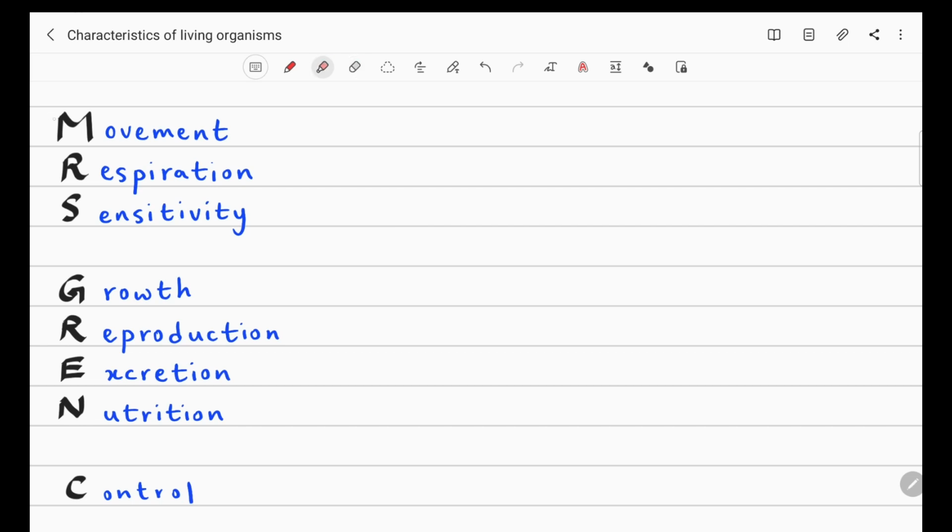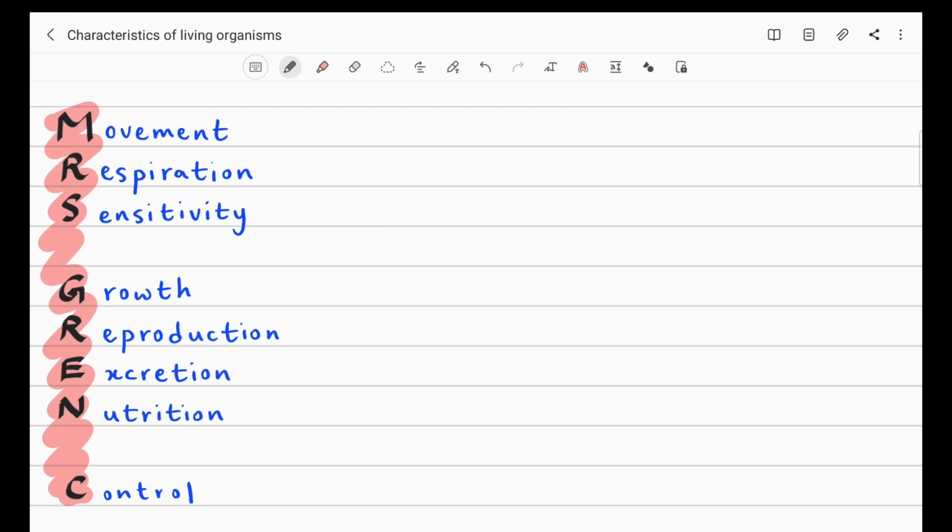We can remember this using the acronym Mrs Gren C, where each of them is the starting letter to a new life process. I'm sure you may have heard of the acronym Mrs Gren, but now since we are in our IGCSEs, we are learning another important life process, which is control, which starts with C. So we will be going over what each of these are, what they mean, their definitions, and some examples. The first characteristic is movement.